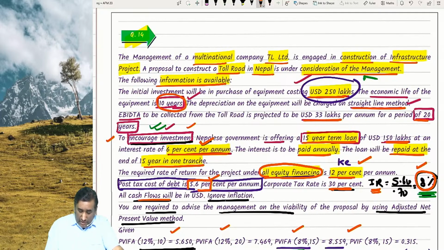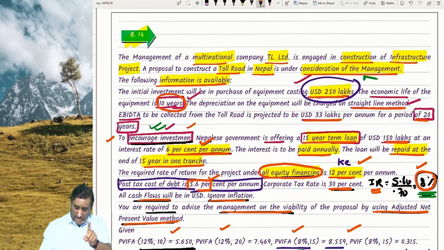All cash flows will be in USD. Ignore inflation. You are required to advise management of viability using adjusted NPV. In fact, this could have been done using adjusted NPV only because the life of the company is how many years? 20, and depreciation is not the problem. Problem is the loan. Now let's verbally do it. 33 million EBITDA, no depreciation, no interest, assuming all cash flows are from equity. Verbally do it please.